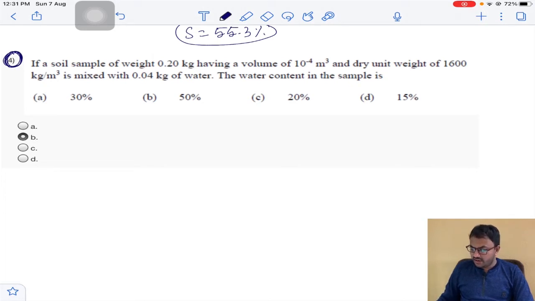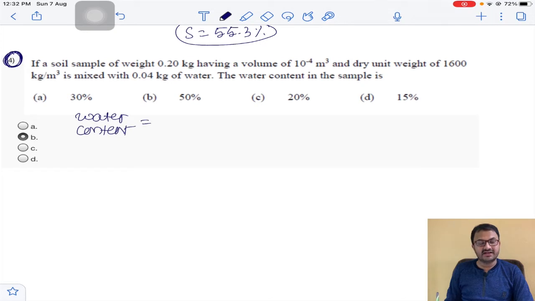If a soil sample of 0.2 kg having volume 10 power minus 4 meter cube and dry unit weight 1600 kg per meter cube is mixed with 0.04 kg of water, the water content of the sample is? Whatever data he has given, put it aside. Now what he asked us is the water content.